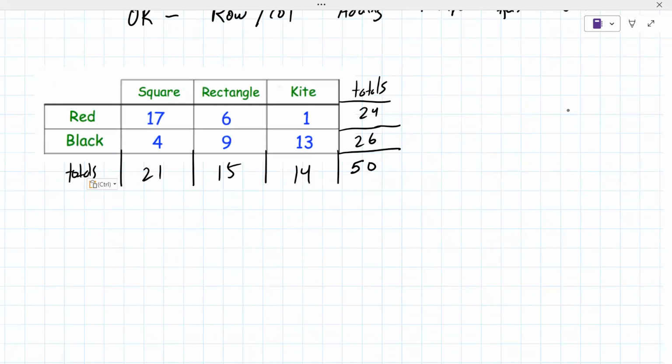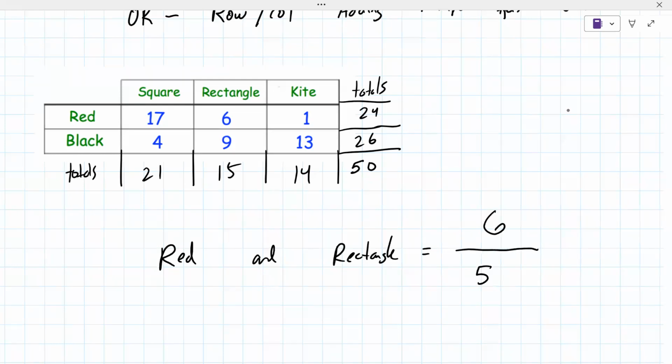Okay, we want red and rectangle. Red and rectangle. So there's 6 red rectangles. There's a total of 24 rectangles. No, 24 red, 6 rectangles. So 6 over 24? 50, because it's always out of the total. Ands and ors are out of the grand total. I don't know why that's just not going in my brain.